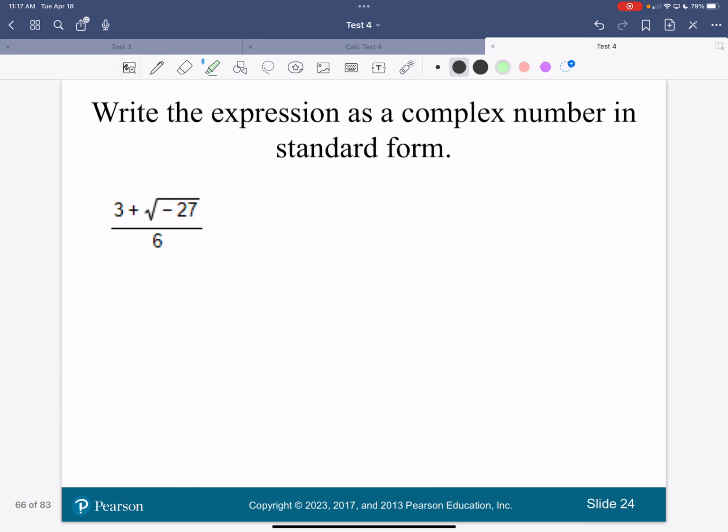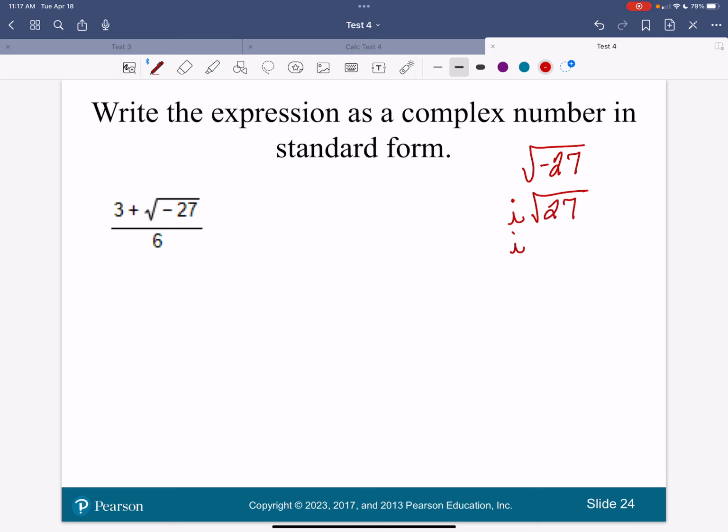Okay, now I want to focus on simplifying this right here first. I'm going to do that part off to the side. I have the square root of negative 27. We know I can come out, and then I'm left with the square root of 27.